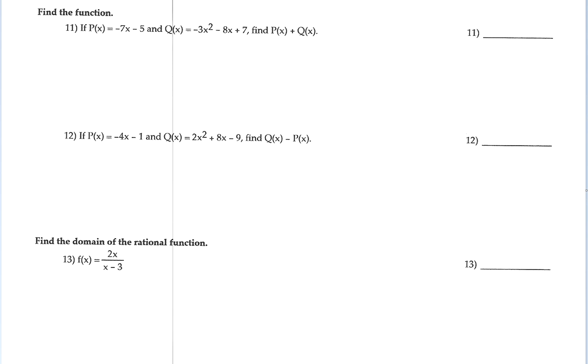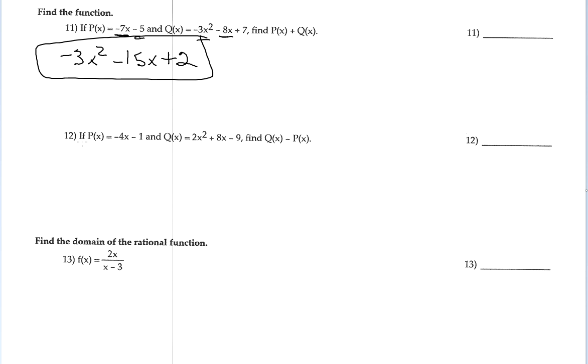Here's another. Find the function value. P of x equals this, q of x equals this. Find them when you add them together. So that means you're combining like terms. So what have you got here? I've got -3x squared. I've got -7x minus 8x is -15x. And -5 plus 7 is plus 2. Okay, that's when you add them together. Done.